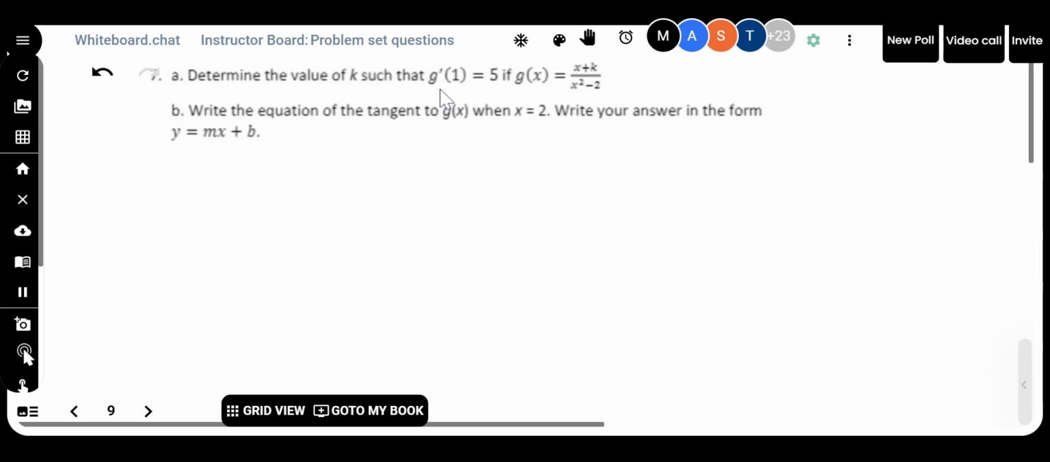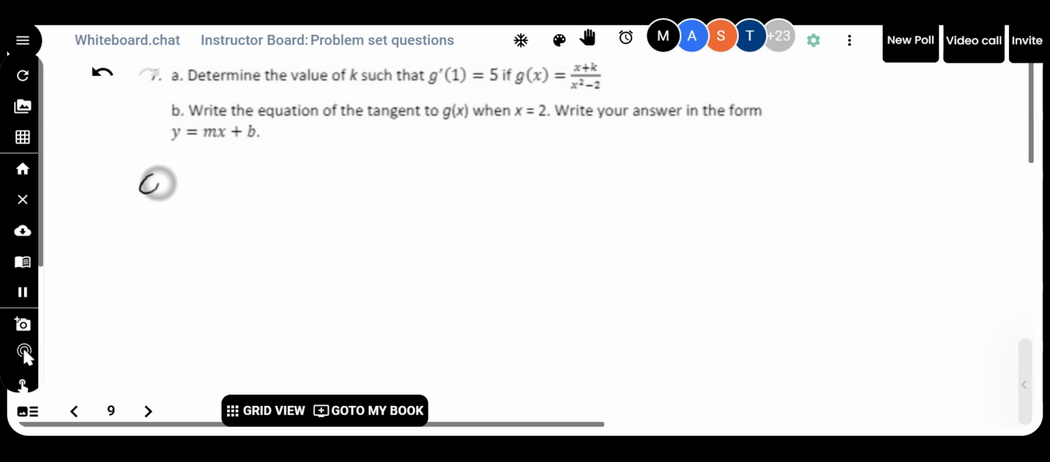So when you put 1 into the derivative, you get 5, and they give you what the original function is. So I think immediately we know that we're going to have to find the derivative of this function, right? Even though we don't know what k is, we can find the derivative of the function even though we don't have the k. So let's go ahead and find that derivative.